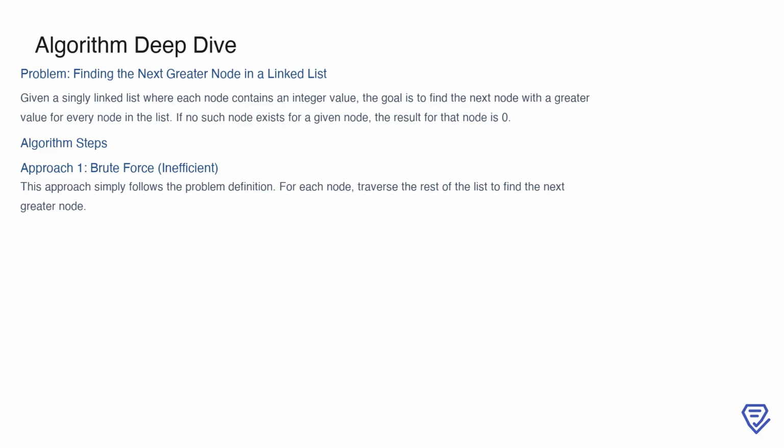The simplest approach to solve this is the brute force method. Here, for each node in the list, we traverse the remaining portion of the list to look for a node with a greater value. While this directly follows the problem's definition, it's computationally expensive because it requires revisiting nodes multiple times, leading to inefficiency for larger lists.